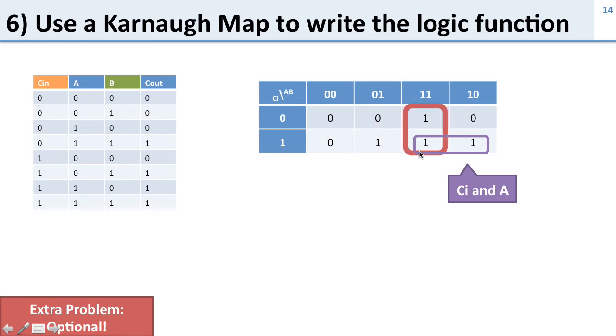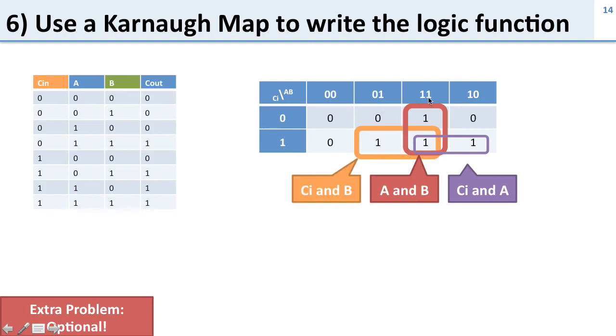Let's draw another box. There's a box over here. What is this box? Well, this box doesn't have anything to do with Cin because it's true when Cin is 0 and 1, but it's when this column is true. And what is this column? Well, for this column, A is true and B is true. So this is A and B. And then finally, we have one more box here. This last box is true when Cin is true, and it's true up here when B is true. So this is Cin and B.